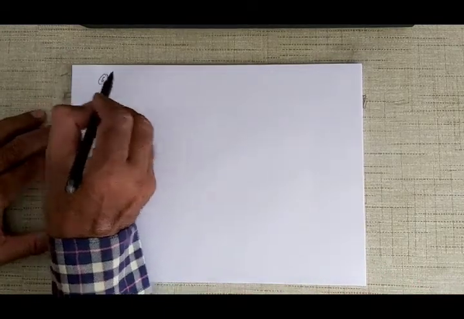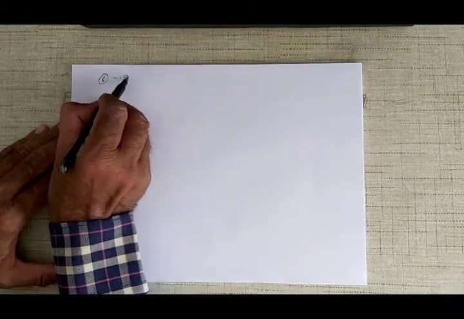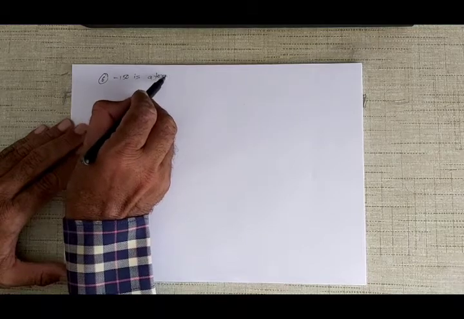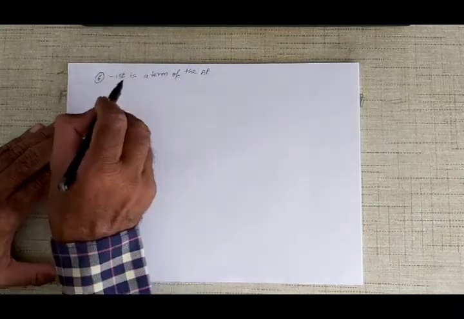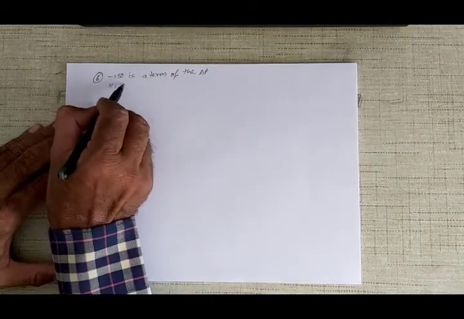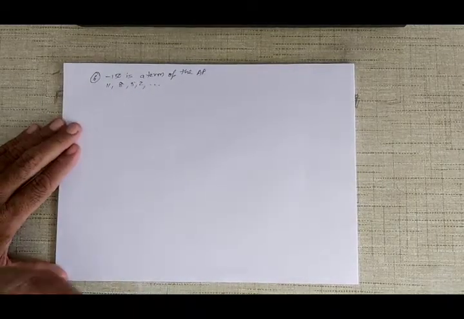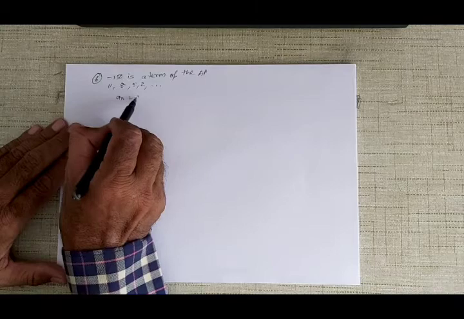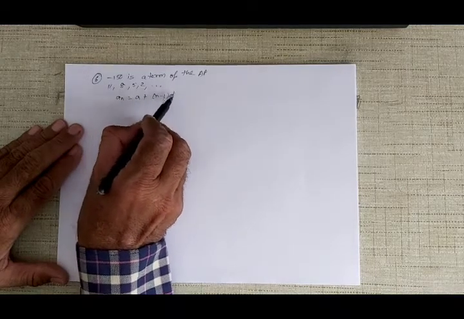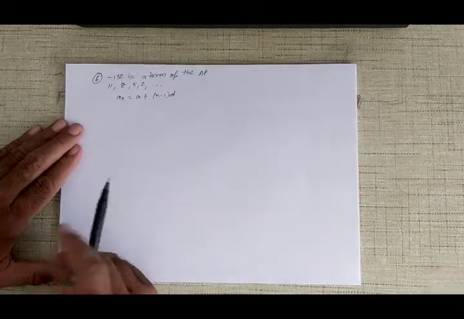Then let's see number 6. Question number 6 says, check whether -150 is a term of the AP. What is this AP? 11, 8, 5, 2, dot dot dot. Now you want to check whether -150 is a term of the AP. So again we use the same formula, A plus n-1 D. If -150 is a term, then the value of n should be an integer, a whole number. Now let us check.